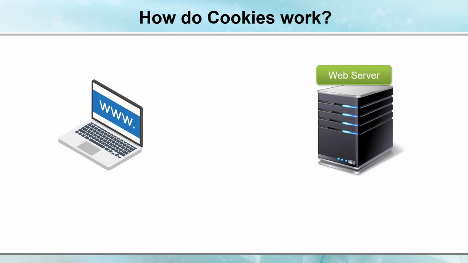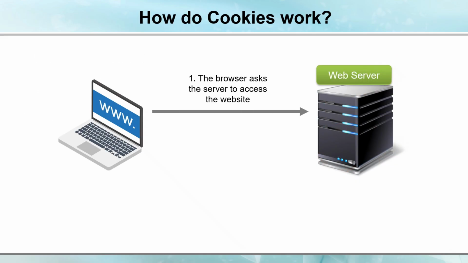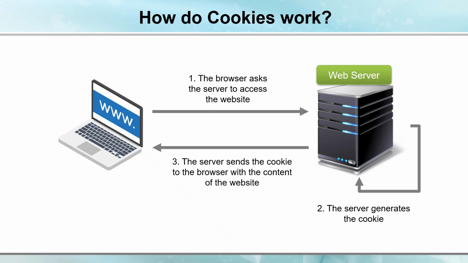The way cookies work is quite simple. First, the browser connects to the web server and requests access to the website. Then, the server generates a cookie and stores information about the session in it, such as login details, language preferences, or the contents of a shopping cart. Next, the cookie is sent to the browser, along with the website's content. Once the information is received, the browser loads the website and stores the cookie on the device. It's important to understand that the content of the cookie is updated as you browse the website in order to maintain the details of the session.